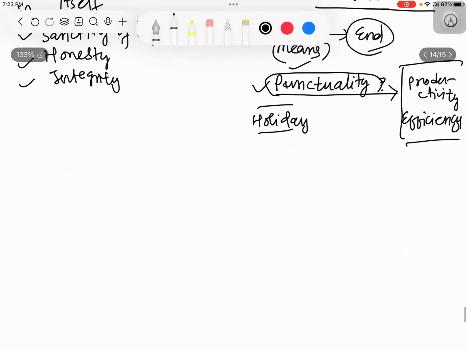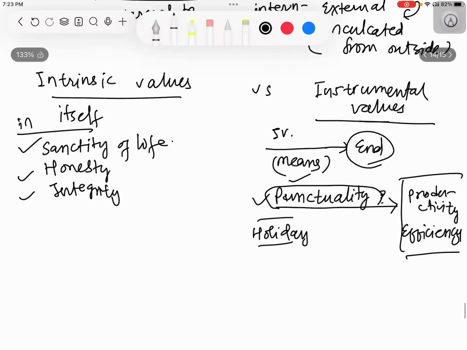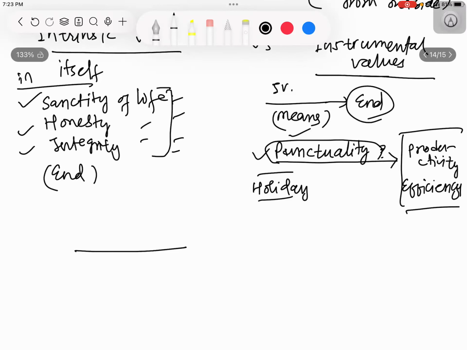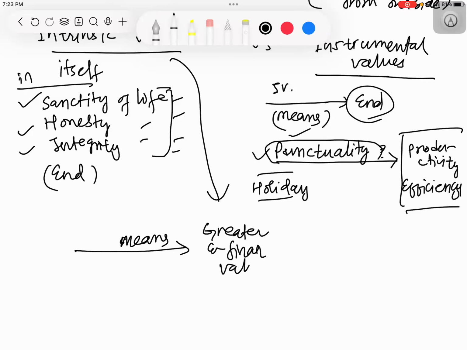Sir, please explain again, intrinsic value in itself or instrumental. Intrinsic values are those values which, when we say value in general, are mostly intrinsic values, like honesty, integrity, sanctity of life, which itself is important. Okay, that means these are ends in themselves. Instrumental values are those that are not an end in themselves, but we use them as a means to achieve some greater value. So these greater and final values are the intrinsic values. To reach them, we use something as a means, a medium.